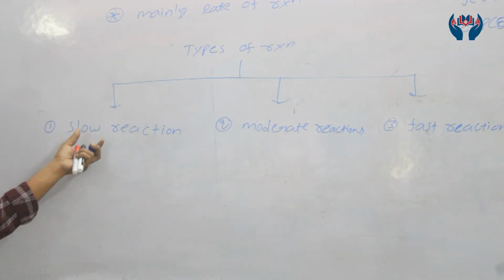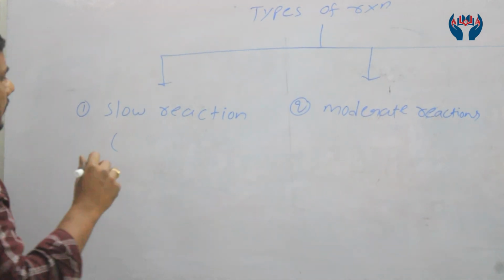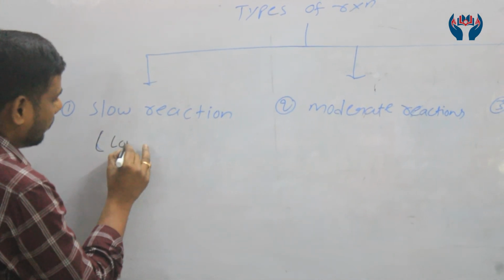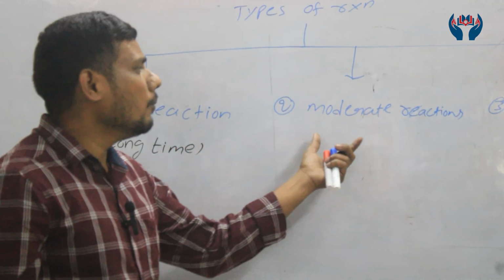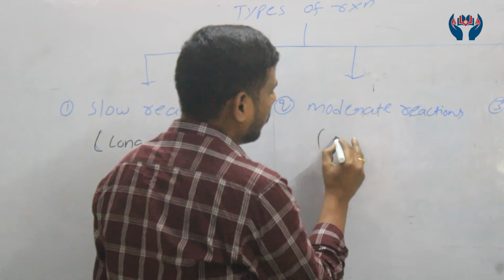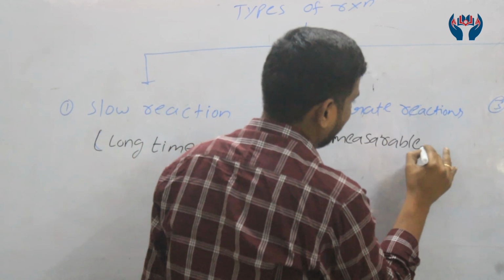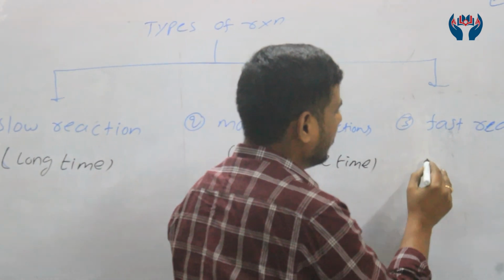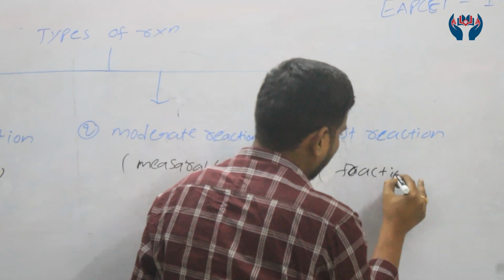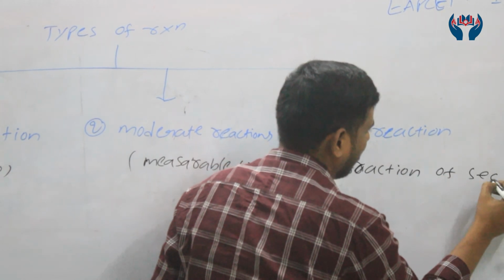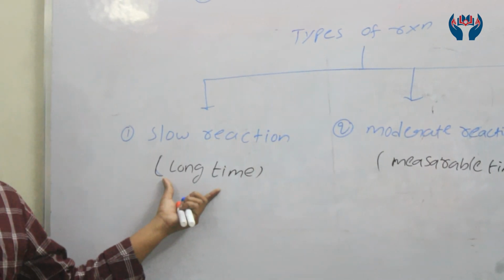First of all, what is the difference? A slow reaction can proceed over a long time. A moderate reaction can proceed in a measurable time. And a fast reaction proceeds in a fraction of a second. So the slow reaction takes a very long time.